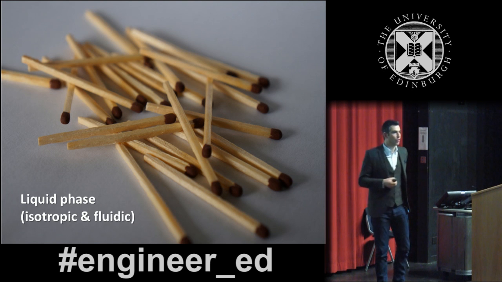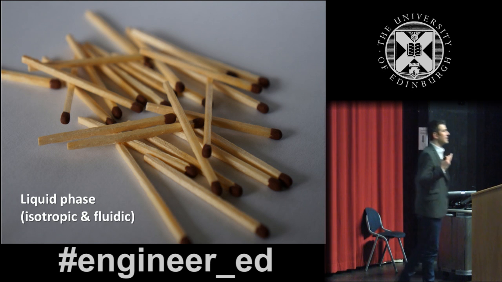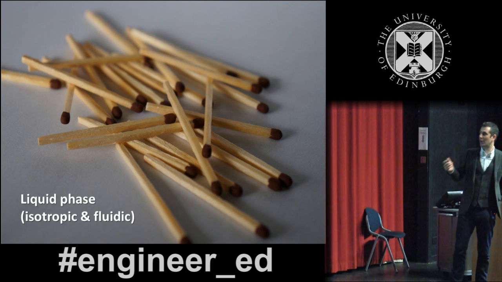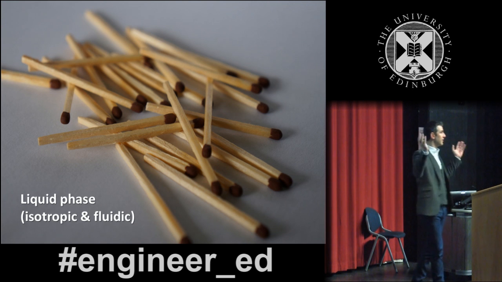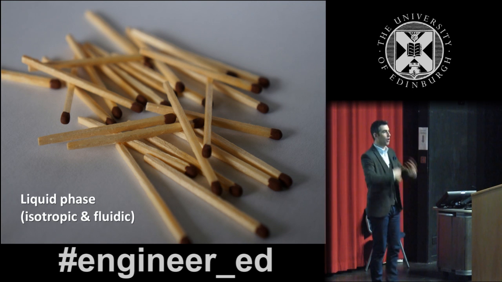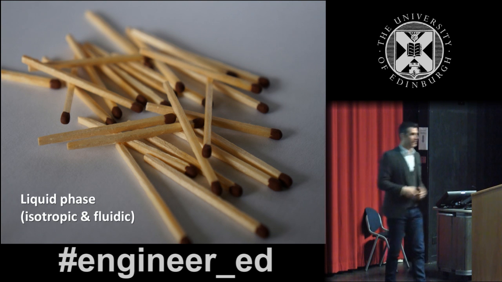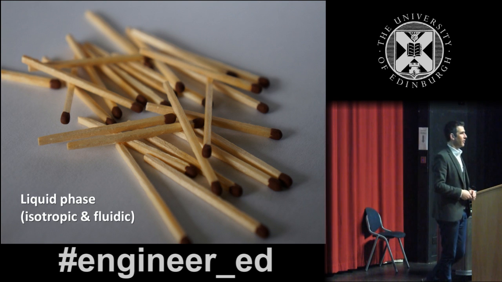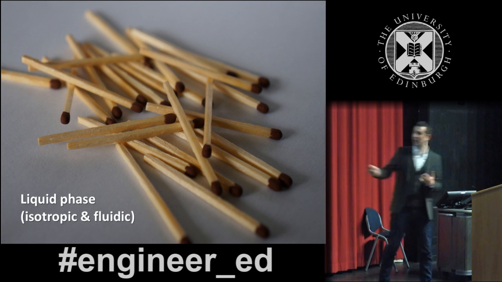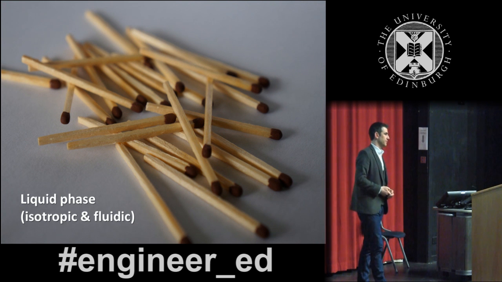Now if we heat up a liquid crystal, it goes into the liquid phase. And the liquid phase looks a little bit like this. My molecules are completely disorganised, jumbled around, they flow over each other, just like a liquid. And it doesn't matter which orientation I look at it, it still looks like a jumbled mess in every direction. So it is an isotropic and fluidic material.